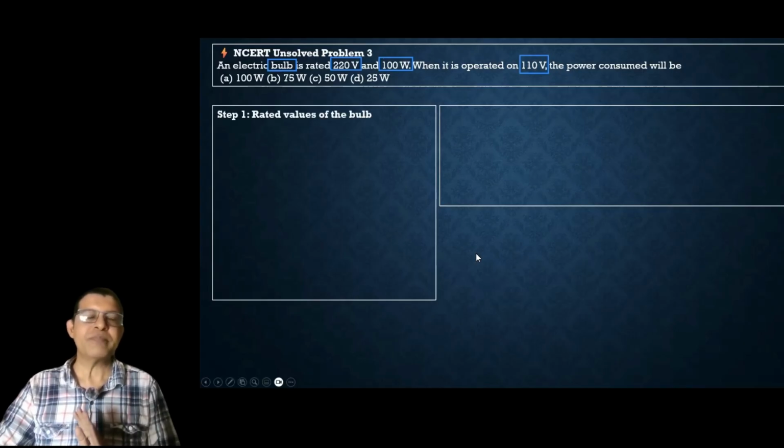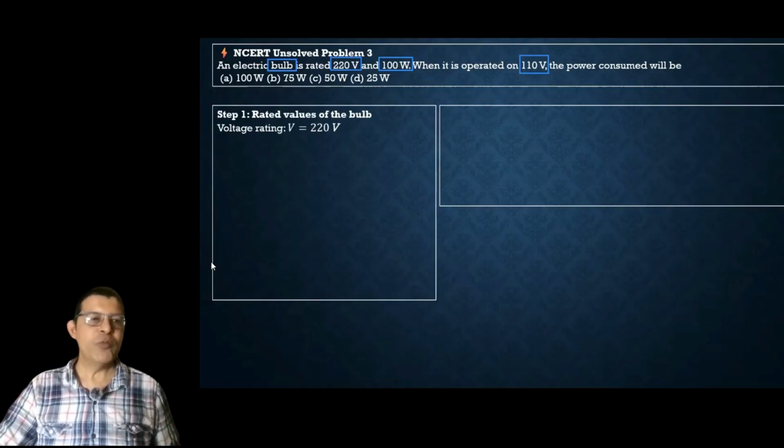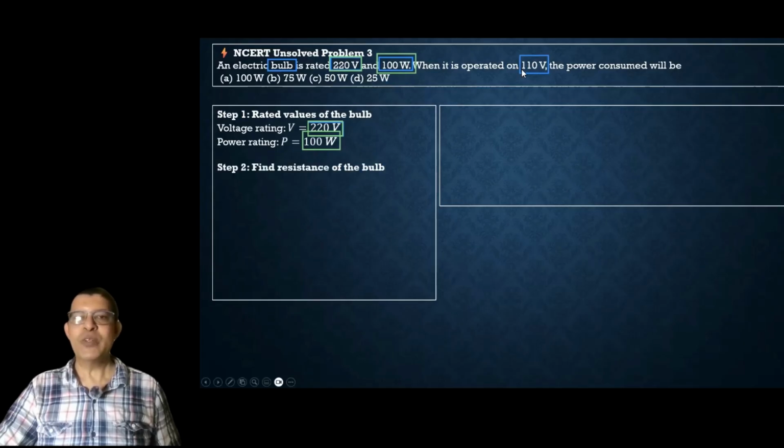So what is given? Rated values of the bulb is given. Rated voltage is 220 volts. This is the rated voltage. Then what is given? The rated power is given. Rated power is 100 watts. Then it is also given that it is operated on 110 volts. What will be the power consumed?